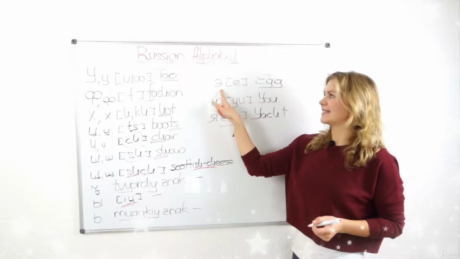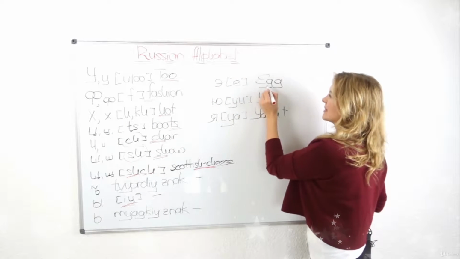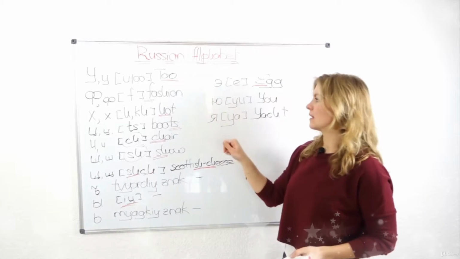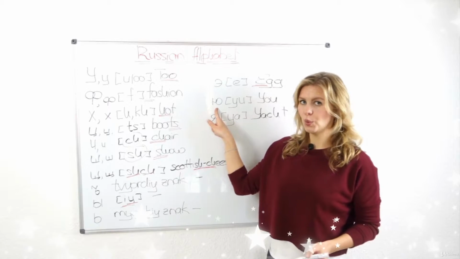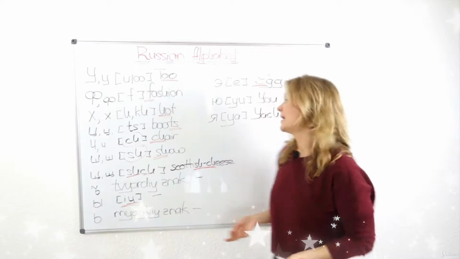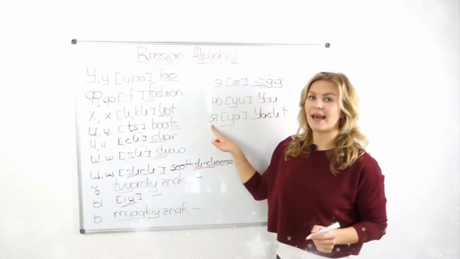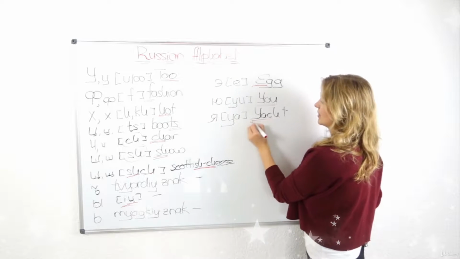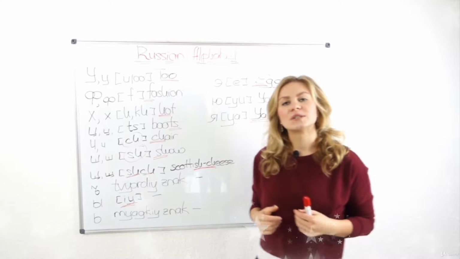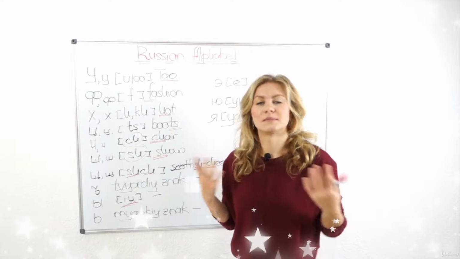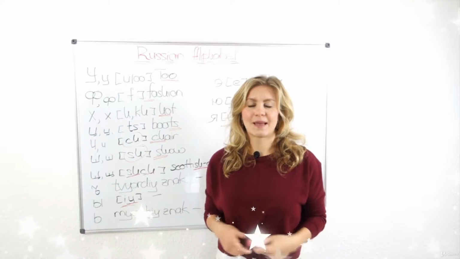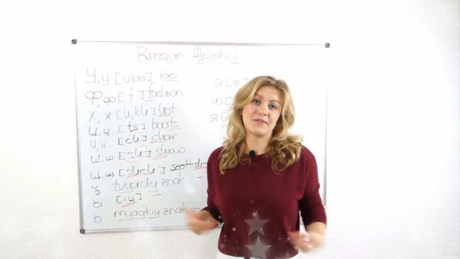The next is E. That is exactly like an English word, egg. This is E. And this is U, like in the word you in English. Simply you. And the last letter is Ya, like in the word yacht. And the funny thing is that this letter ya, in Russian means I. And when I, for instance, want to say I'm Valeria, I would say ya, Valeria.